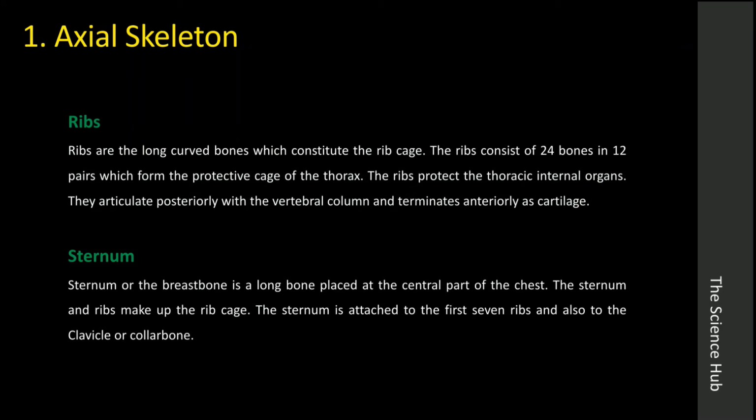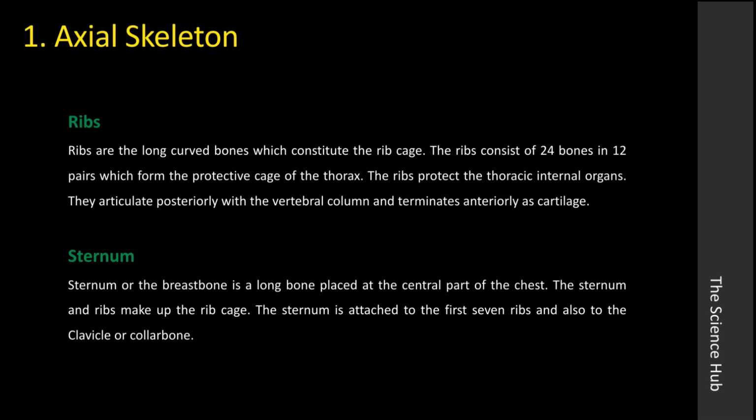They articulate posteriorly with the vertebral column and terminate anteriorly as cartilage. जो एंटीरियर साइड में जो भी टर्मिनेशन होंगे वो कार्टिलेज के फॉर्म में है और आर्टिकुलेशन जो पोस्टीरियरली साइड हो रहा है वो वर्टिब्रल कॉलम के साथ.